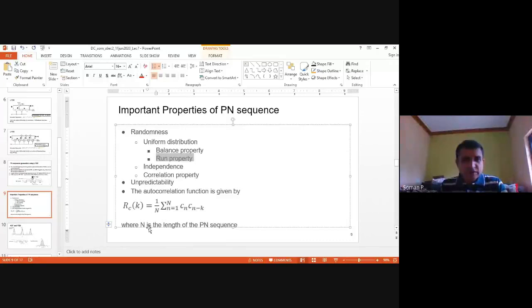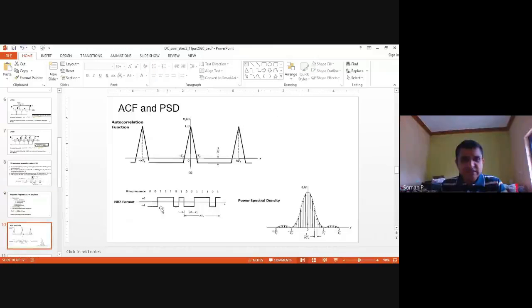Here n is the length of the PN sequence. Now we will see what is the autocorrelation function of a sequence. Let's consider the same sequence that we just explained in the previous slides. N equal to 7. Let's consider 0 0 1 1 1 0 1. This is the sequence, and this is the autocorrelation function.